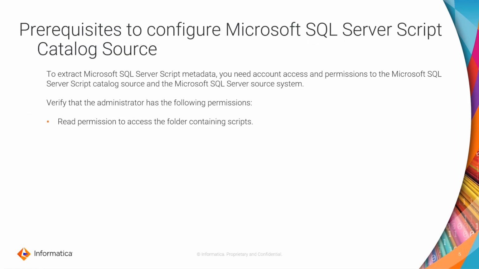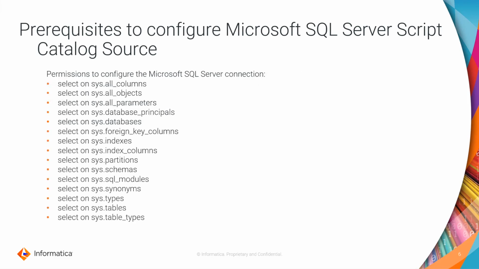Prerequisites to configure the Microsoft SQL Server Script Catalog source. To extract Microsoft SQL Server Script metadata, you need account access and permissions to the Microsoft SQL Server Script Catalog source and the Microsoft SQL Server source system. Verify that the administrator has the following permissions. Read permissions to access the folder containing scripts. And then the below permissions to configure the Microsoft SQL Server connection.